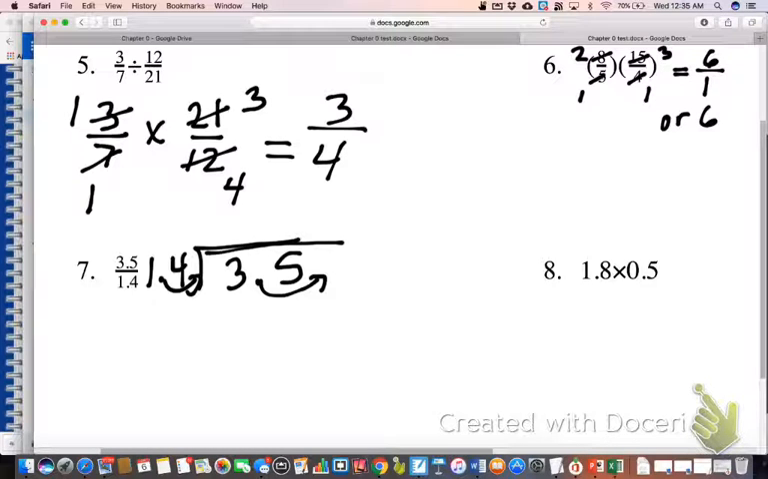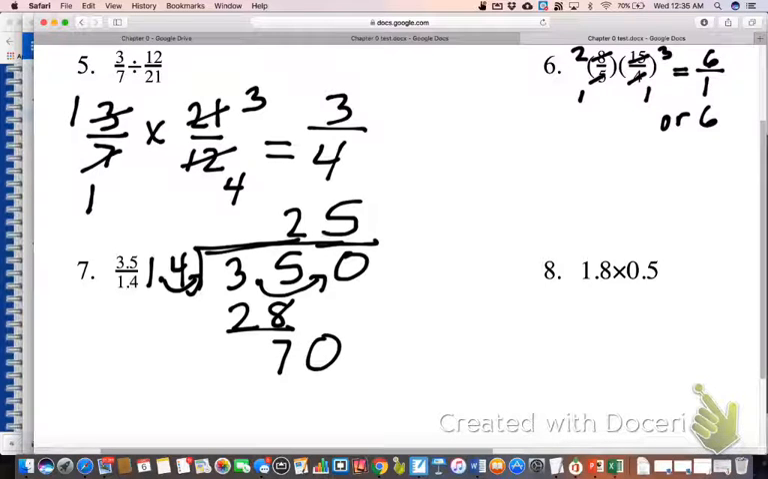14 goes into 35 twice. 2 times 14 is 28. If I do 35 minus 28, that leaves me with a 7. And I'm not done yet. We can't leave remainders when we've got decimals. So I'm going to add a 0 and then bring it down. 14 goes into 70 5 times. So now I don't have a remainder left over.